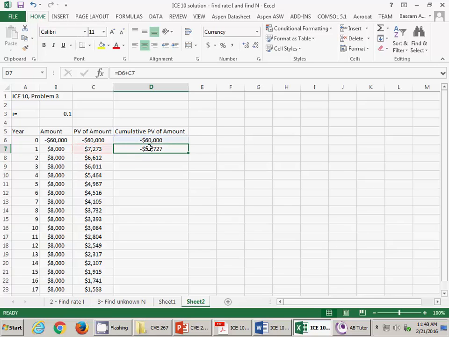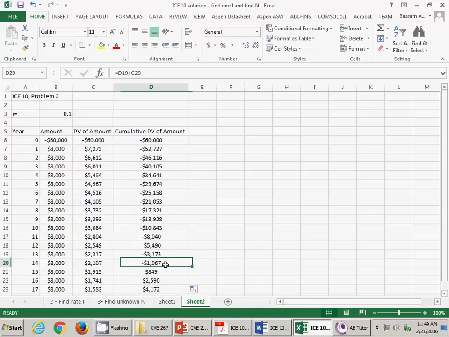And what that does is it tells me how much of the 60,000 that I invested is still outstanding. Now, how much haven't I got back? Because at the end of year one, finally I got some money back. I didn't get 8,000 back because 8,000 isn't worth as much in the present as it is in year one. So this column is telling me from the viewpoint of the original 60,000, how much of that original 60,000 is still either outstanding, meaning you haven't got it back yet, or how much of it have you got back. So now I can drag that down.